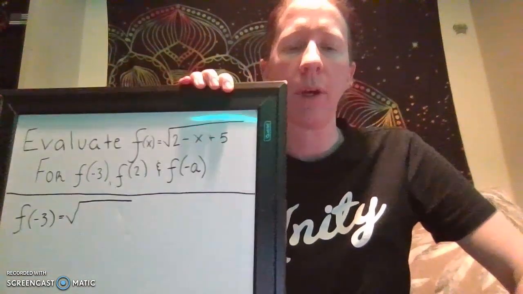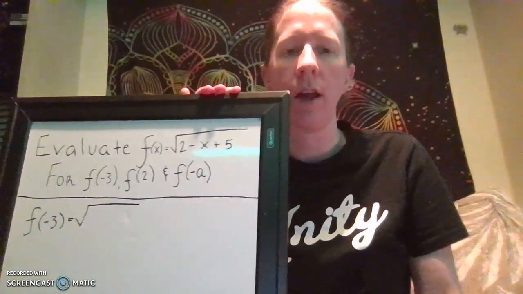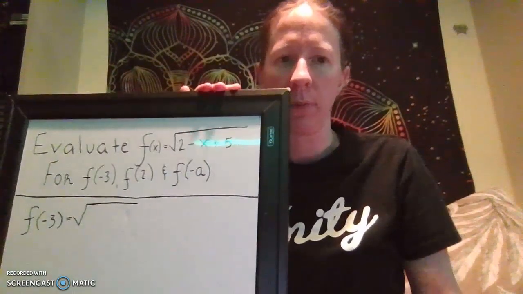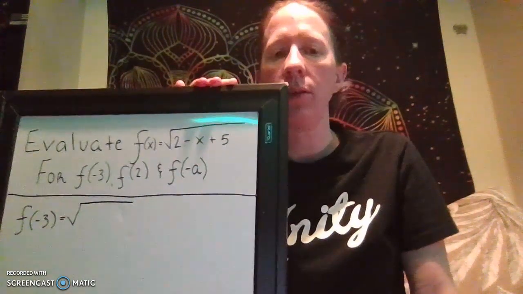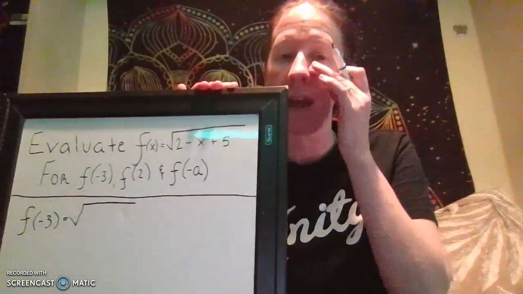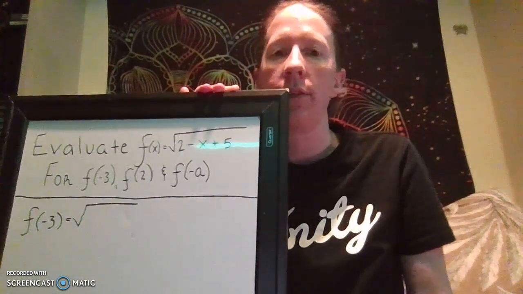Hello everybody. Today we are going to be evaluating the function f(x) = the square root of 2 minus x plus 5, with three different inputs: f(-3), f(2), and f(-a).